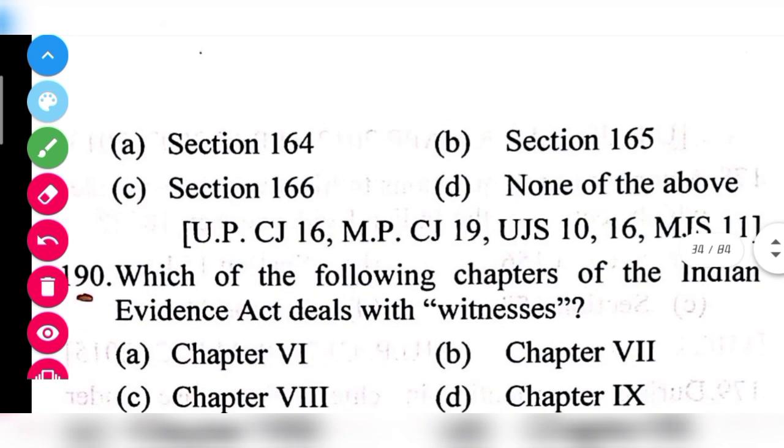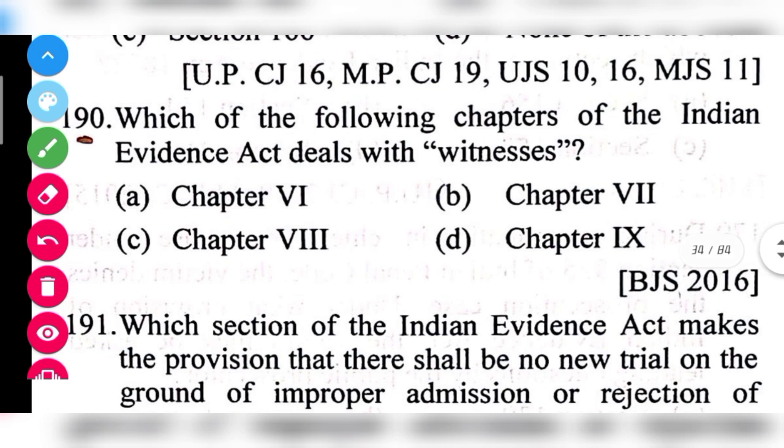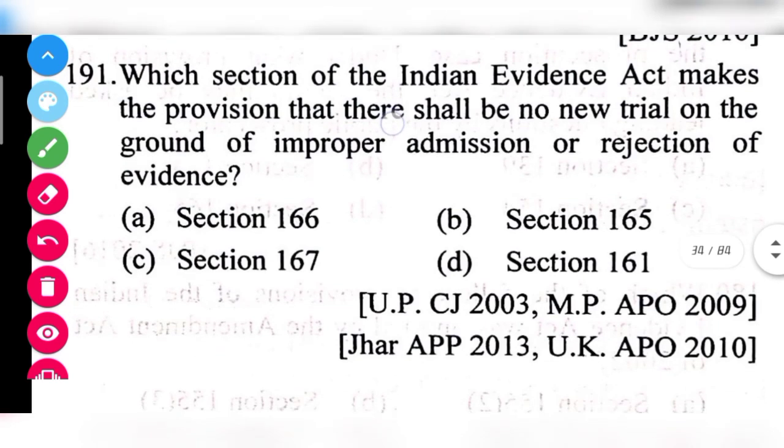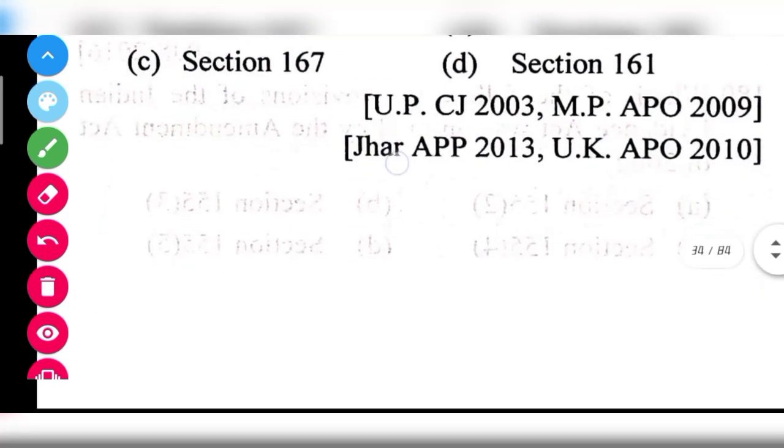190. Which of the following chapters of the Indian Evidence Act deals with witnesses? Answer D. 191. Which section of the Indian Evidence Act makes the provision that there shall be no new trial on the ground of improper admission or rejection of evidence? Answer C. 192. The Indian Evidence Act 1872 applies to. Answer D.